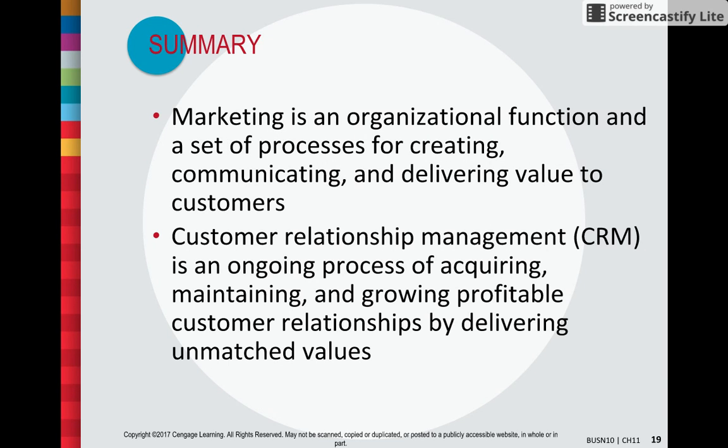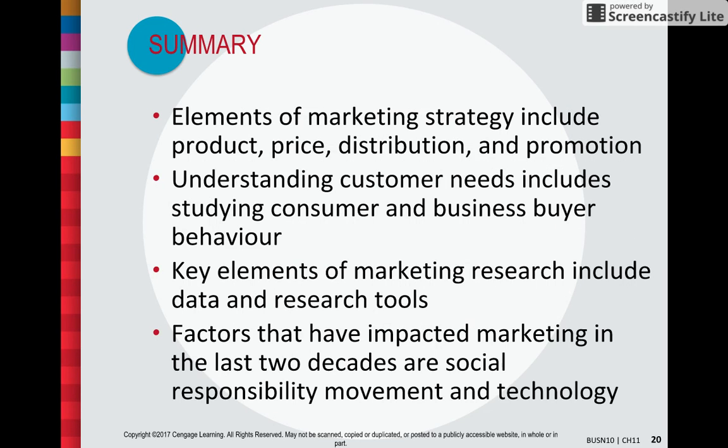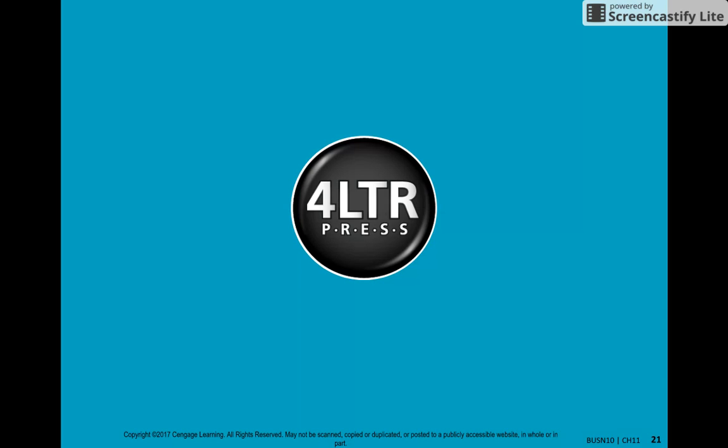So marketing is an organizational function and a set of processes for creating, communicating, and delivering value to customers. CRM is an ongoing process of acquiring, maintaining, and growing profitable customer relationships by delivering unmatched value. Elements of marketing strategy include product, price, distribution, and promotion. Understanding customer needs includes studying consumer and business buyer behavior. Key elements of marketing research include data and research tools. Factors that have impacted marketing in the last 2 decades are social responsibility movements and technology.